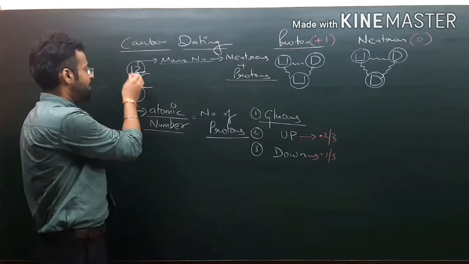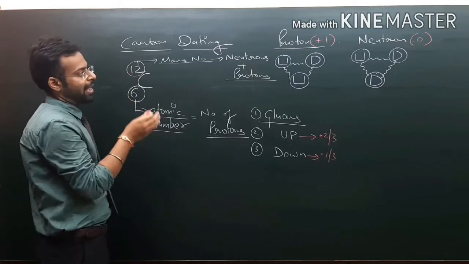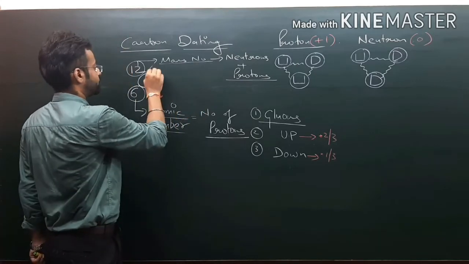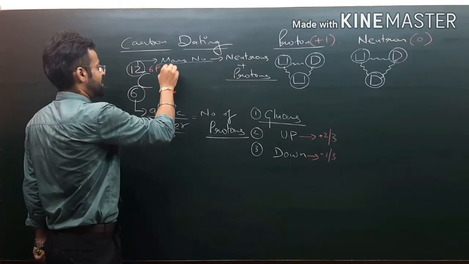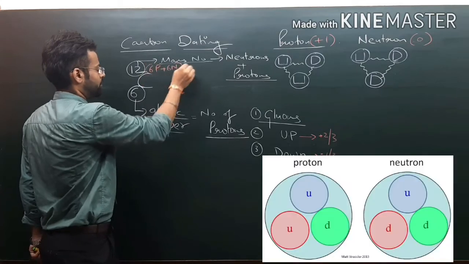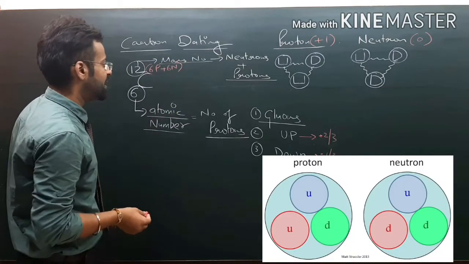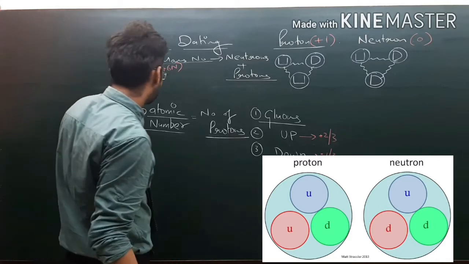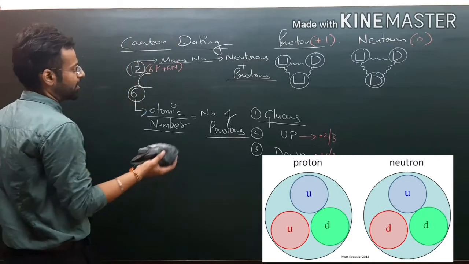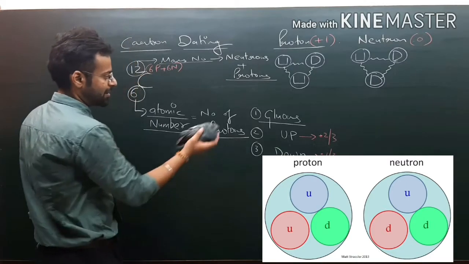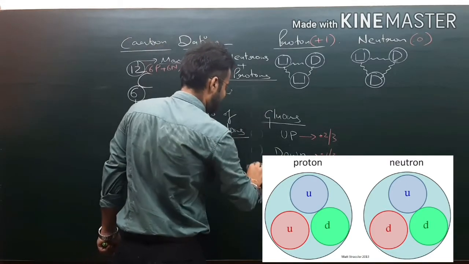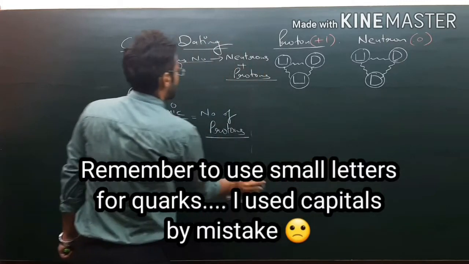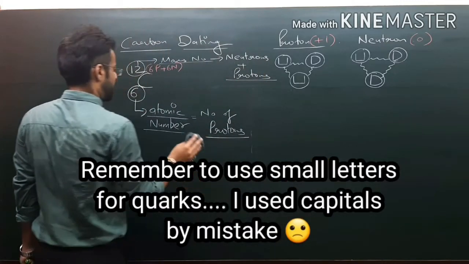So carbon 12 has 6 protons plus 6 neutrons. I suppose I am clear on this. Now, let's get into some other things, and for that I am just erasing these up, down things.